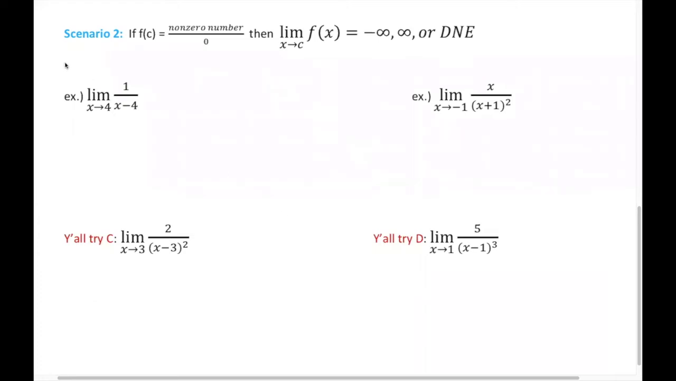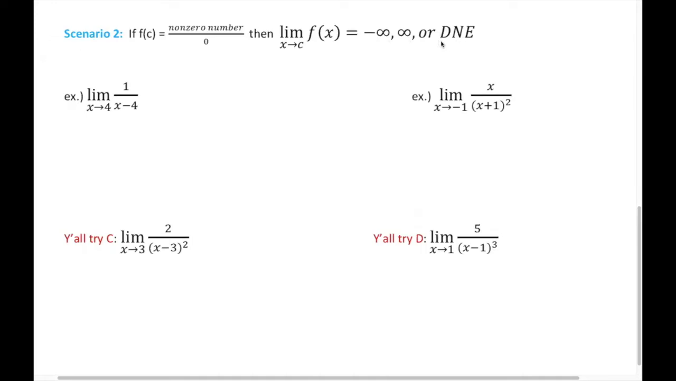Okay, now we're moving forward onto scenario 2. This scenario states that if f of c equals a non-zero number divided by 0, then the limit as x approaches c of f of x is going to equal either negative infinity, infinity, or does not exist. So the crux of this situation here is that it will be does not exist, but there's also an instance where negative infinity or infinity is also an acceptable answer.